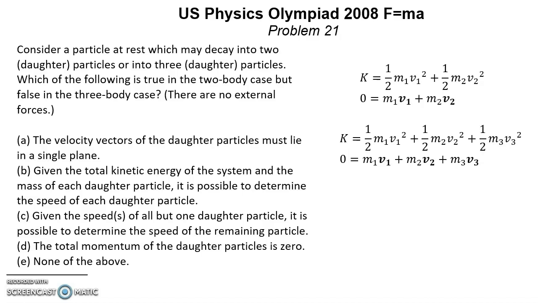Let's examine C. Given the speeds of all but one daughter particle, it is possible to determine the speed of the remaining particle. It's not correct, because if we have the speed of one particle and we don't know what the masses are, it means that we cannot use this zero momentum to determine the speed of the other particle. Same thing for three particles. Again, if we have the speed of one particle and the speed of another particle and we don't have any masses, we cannot calculate the third speed.